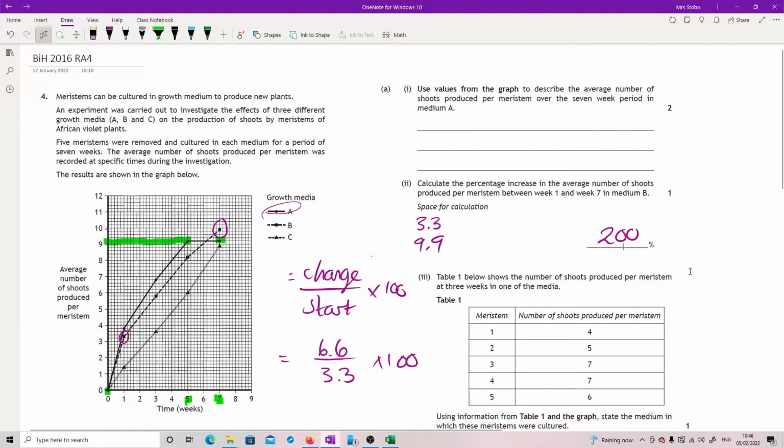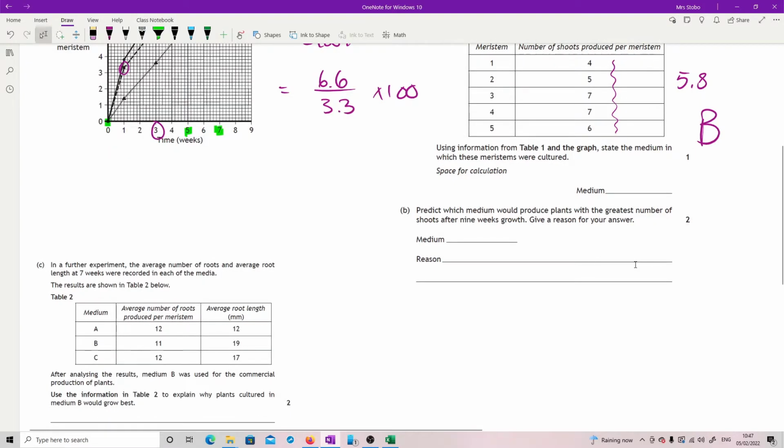Table 1 below shows the number of shoots produced per meristem in 3 weeks in one of the media. Use information from Table 1 and the graph. State the media in which these meristems were cultured. So what we've got is 5 meristems and the number of shoots produced per meristem. Now over here, you'll notice is the average number of shoots. So all I did was add these up and divide by 5 to get 5.8. And then it says it was at 3 weeks. So go to 3 weeks on the graph, read up, find 5.8. It is very clearly that we're looking at culture B. It's a bit of work. You're back and forward between 2 sets of data, but not too bad.